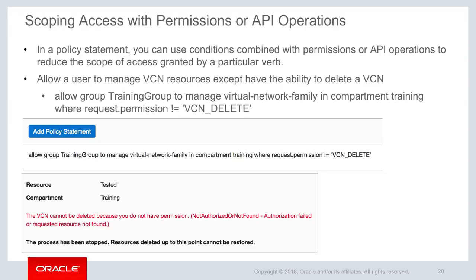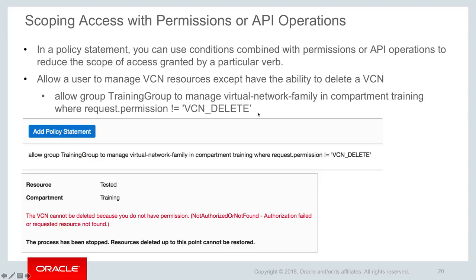Just one more example here. We're going to allow the training group to manage virtual-network-family so they can do all the networking stuff on the compartment, as long as they are not trying to delete stuff, based on my request permission here. So they can create subnets and all that.